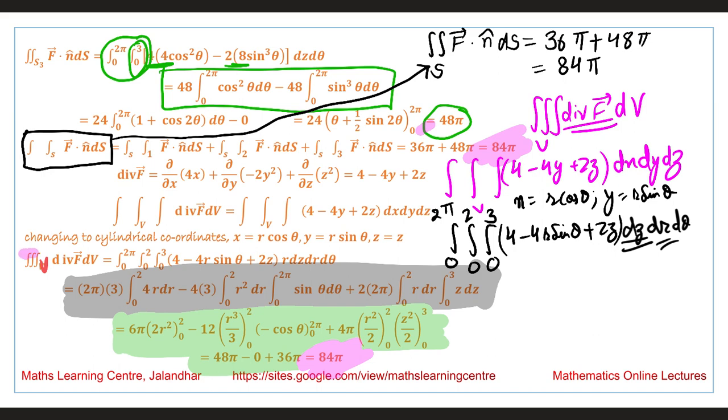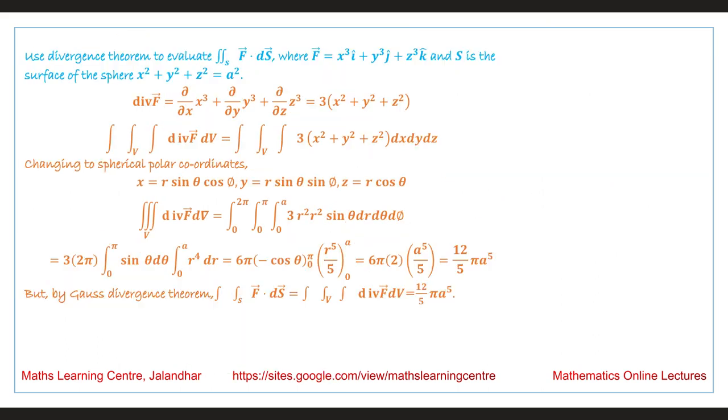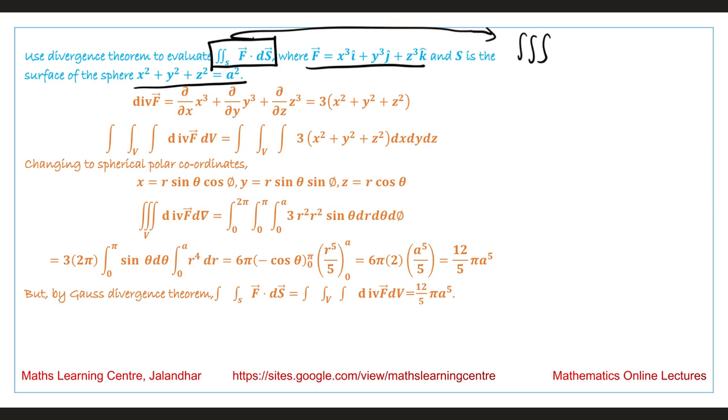We are saying the value of the integral of divergence of f vector into dv is equal to the value of the integral of f vector dot n cap into ds. Next is to use the divergence theorem to evaluate the surface integral f vector dot ds vector, where f vector is given and S is the surface of the sphere x square plus y square plus z square is equal to a square. By using the divergence theorem, this value is equal to the triple integral of divergence of f vector into dv over the volume bounded by this sphere.